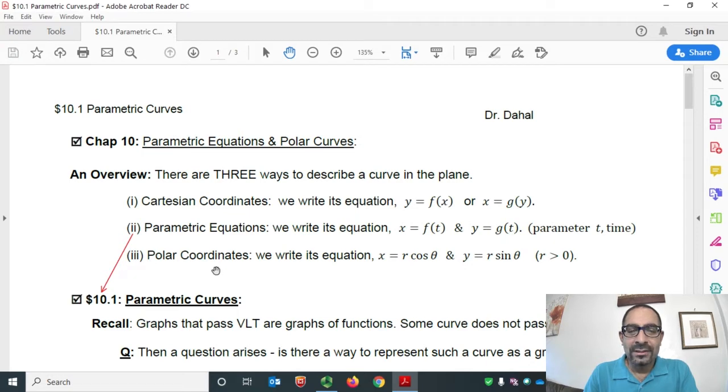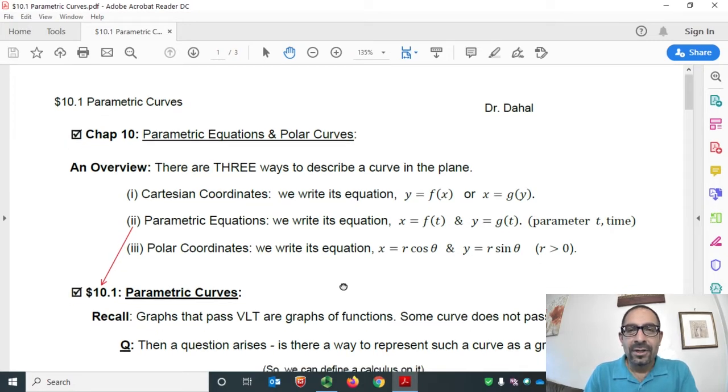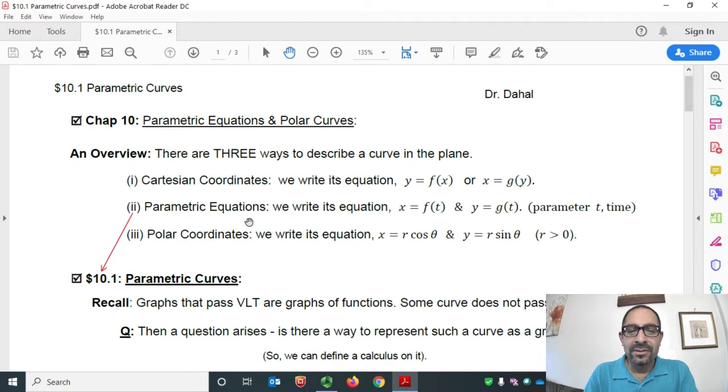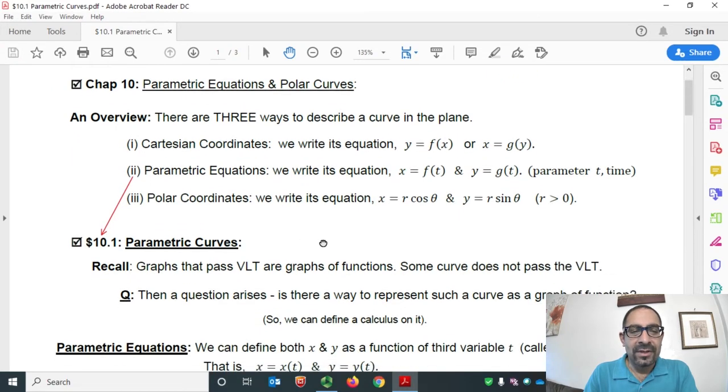Polar coordinates, we write the equations in polar coordinates as x equals a function of r and theta and y equals a function of r and theta. That is x equals r cosine theta and y equals r sine theta. Great. So in these sections, I will cover parametric equations. So let me start.